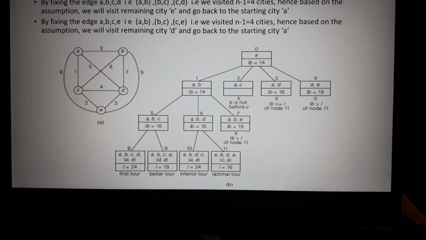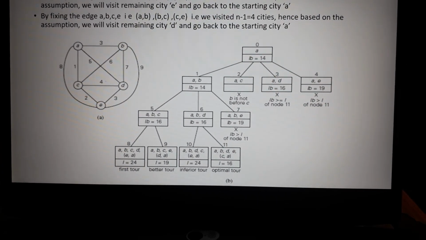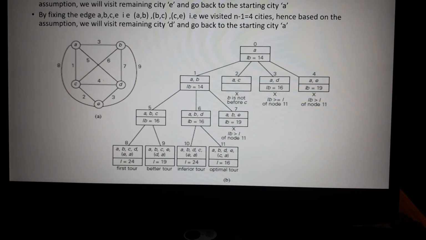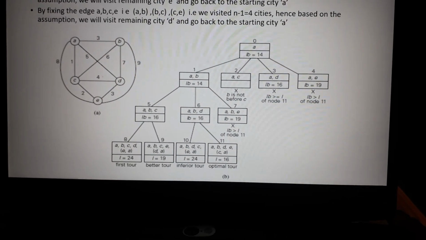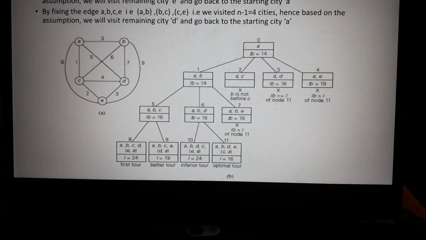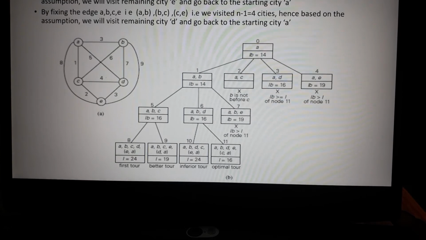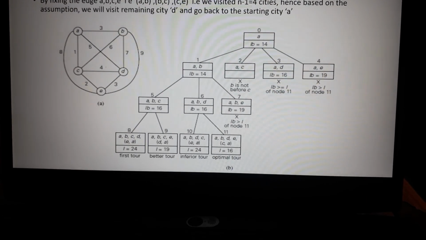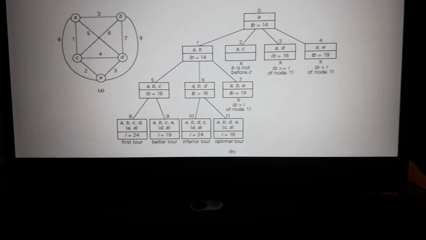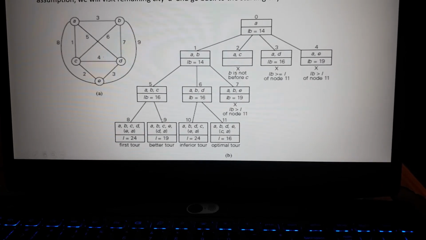Similarly, by fixing the edges A, B, C, E, that is AB, BC and CE, we have visited n minus 1 equal to 4 cities. Hence, based on the assumption, we will visit the remaining city D and go back to the starting city A. So we will construct the next level nodes as follows.